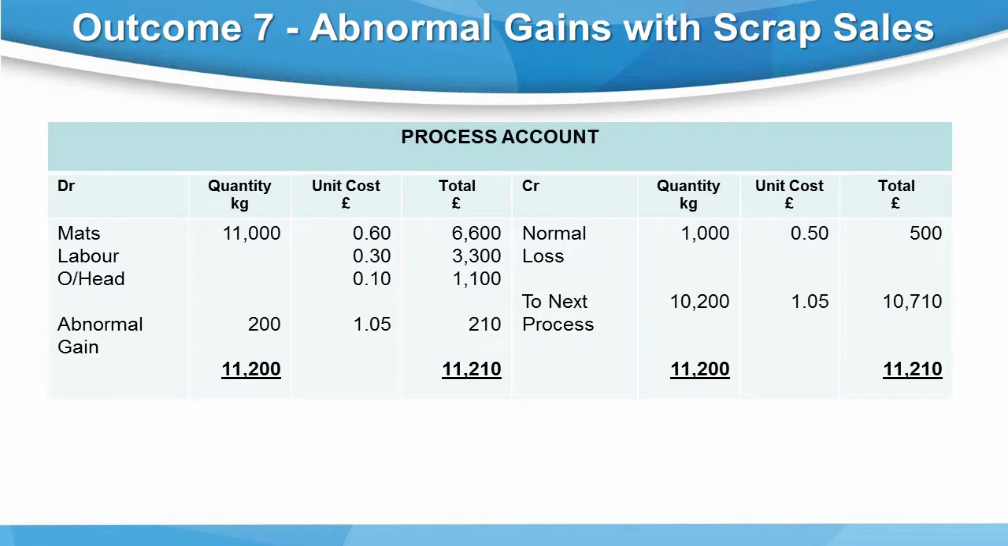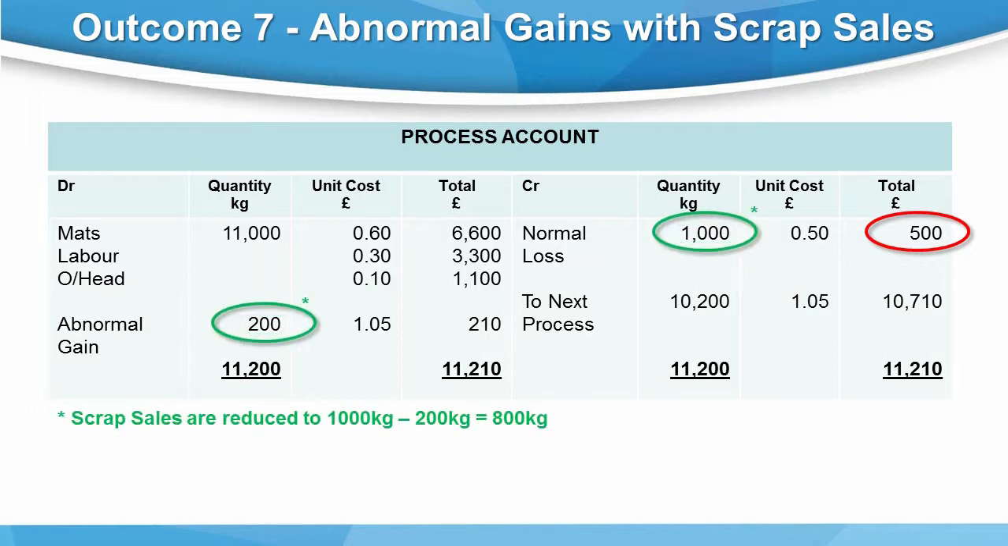Finally, abnormal gains where scrap can be sold. In this example, we were expecting to be able to sell scrap arising from normal losses, which would have brought in £500 of income. However, we also have abnormal gains, which reduce the amount of scrap which can be sold, from 1,000 kilograms to 800 kilograms. This is, of course, a good thing. Manufacturing organisations would much rather have less scrap than more, but there's a slight downside in that there's less scrap to sell.